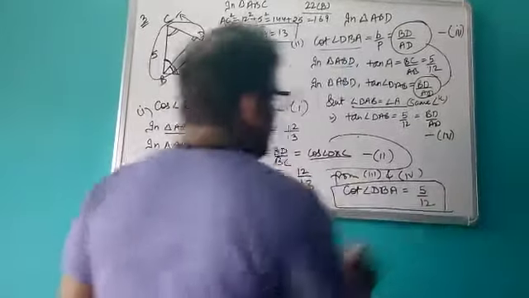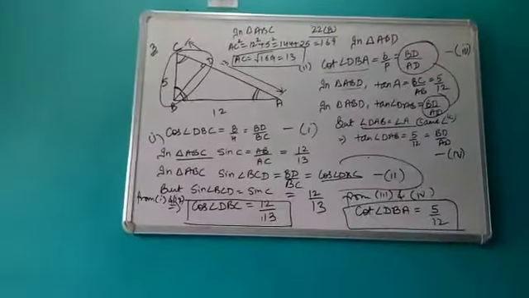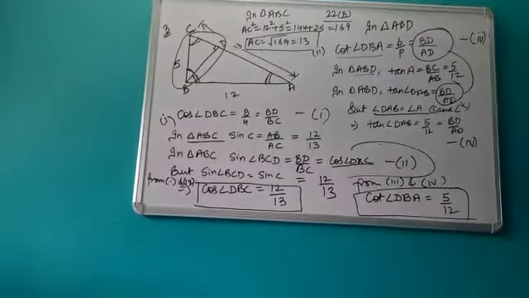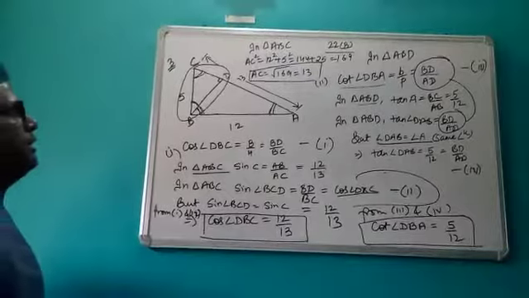Okay, so like this you can solve questions like these. You just try to find and correlate the values of different angles which you can see in the different triangles.